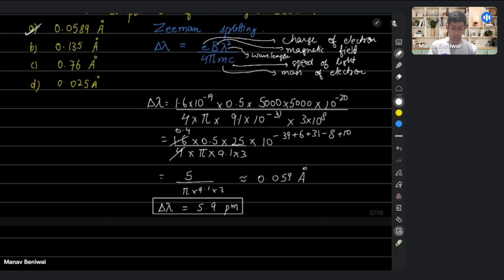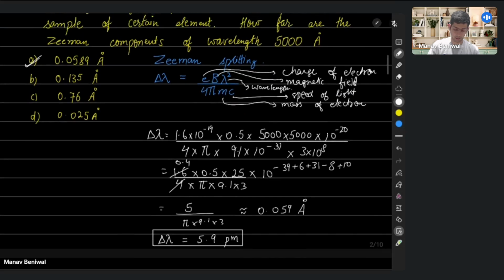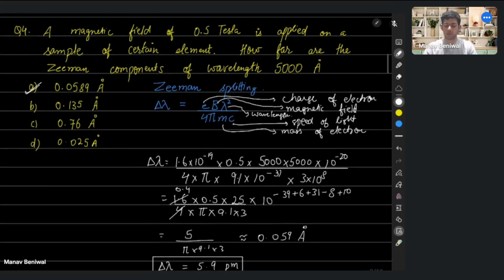So you can see that a strong field of like 0.5 Tesla splits the wavelength of 5000 angstroms only by just 5.9 picometers. Just 5.9 picometers, which is very, very small. So this is a very, very finite splitting that is happening because of this magnetic field. Okay, good. Now let's go to the next problem.